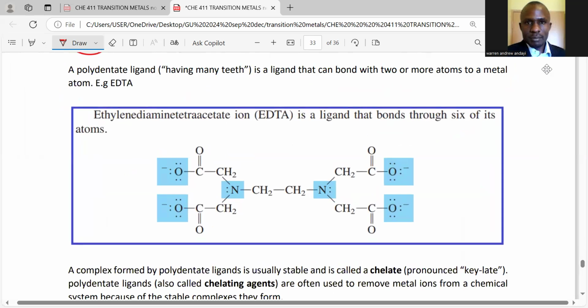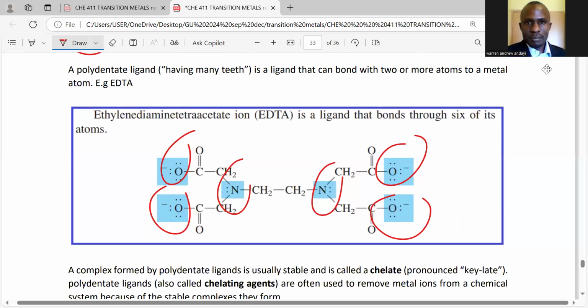Another very interesting ligand is EDTA, ethylene diamine tetraacetate. EDTA has coordination points in one molecule. Look at that, those are 4, not even 4, 5, 6. 6 coordination points. So such are called multidentate. Anything more than 2 is multidentate. So this is a multidentate ligand with 6.